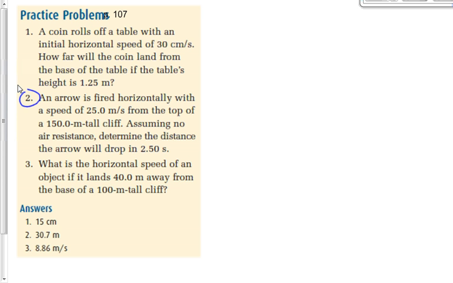I want to do question number 2 here for sure, and I'm thinking maybe question number 3. Are we good with doing those two? Yes? All right. Let's take a look at number 2 first.